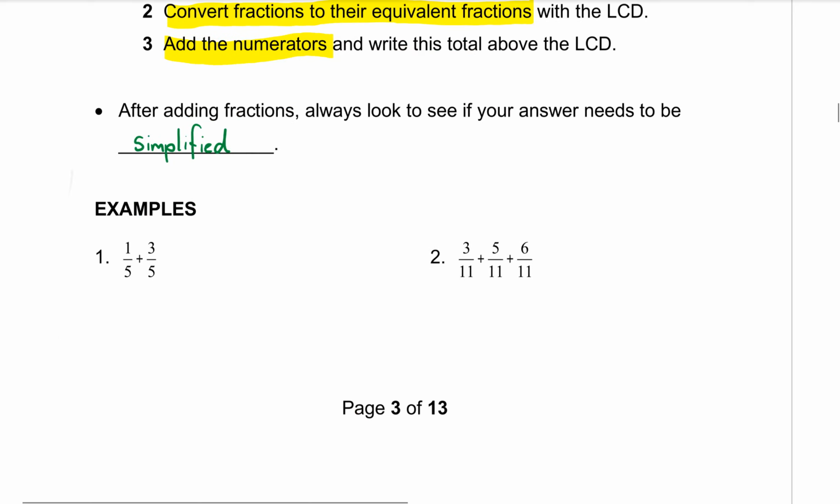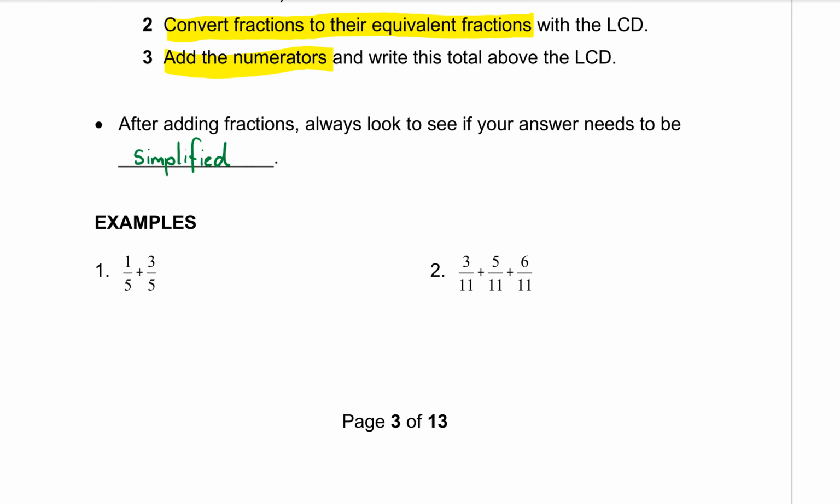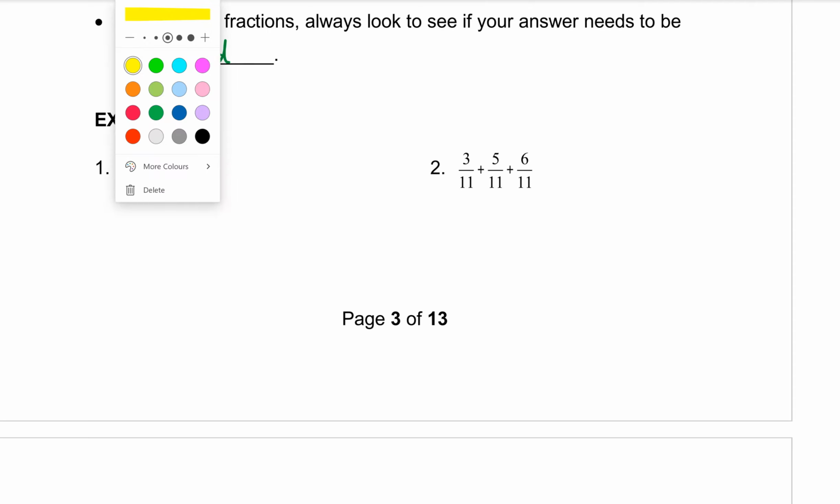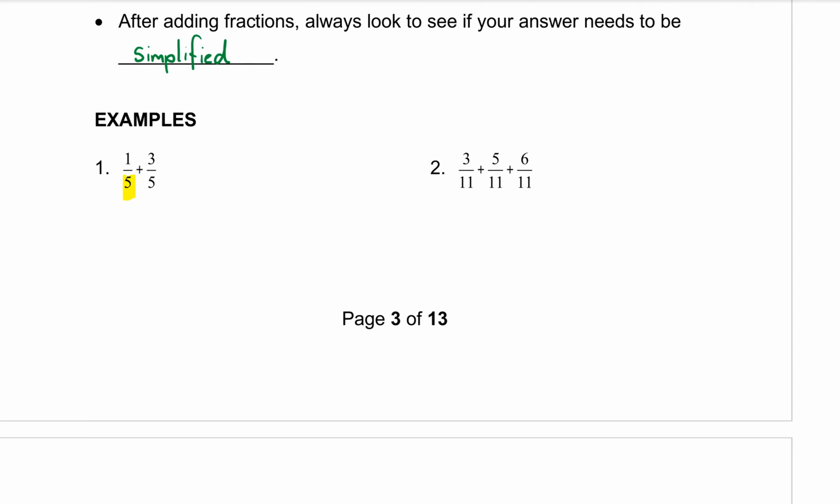Okay. So, the questions. Question number 1. If I want to add 1 over 5 plus 3 over 5. Now you can see that the denominators are the same. They are both 5s. If that happens, all we need to do is add the numerators together. 1 plus 3 is 4. And keep the denominator the same, so it stays as a 5.